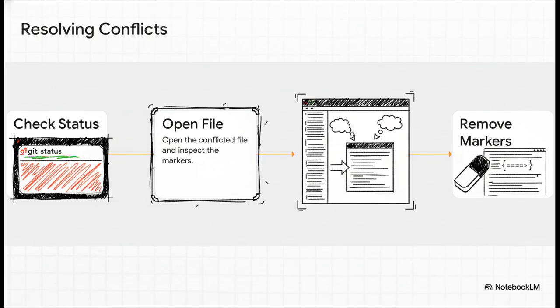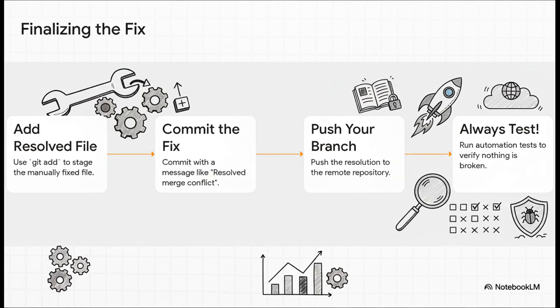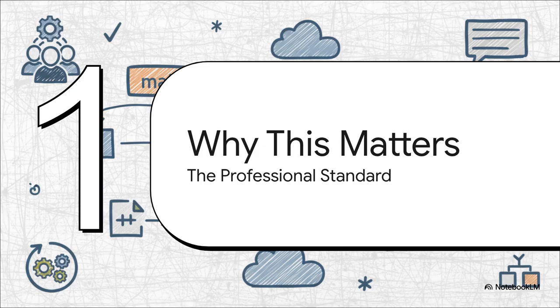So once you've cleaned up the file and it looks perfect, you just need to tell Git you're done. You add the file you just fixed, you commit it with a message like "resolved merge conflict," and then you push your changes. And this is the most important step of all: always run your tests again to make sure your fix didn't accidentally break something else.